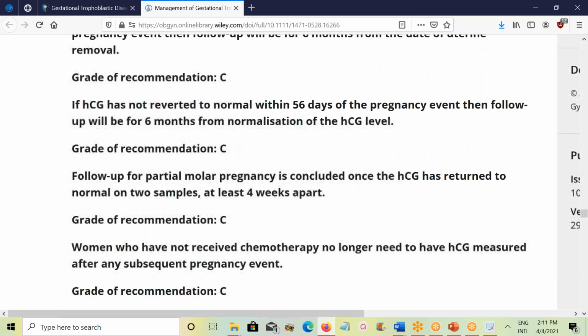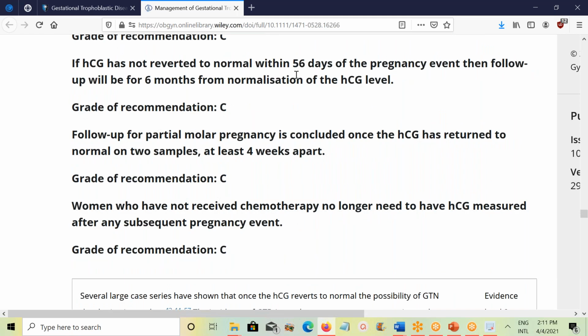There is a second patient. You remove the tissue, but in the first 8 weeks, serum beta HCG has not returned to normal. Then you will keep doing this serial beta HCG, and when it becomes normal, you will continue to follow her up for another 6 months from the date when the beta HCG level became normal.